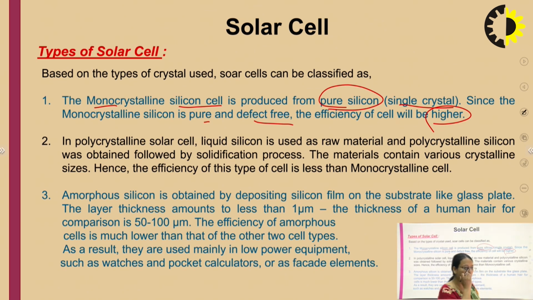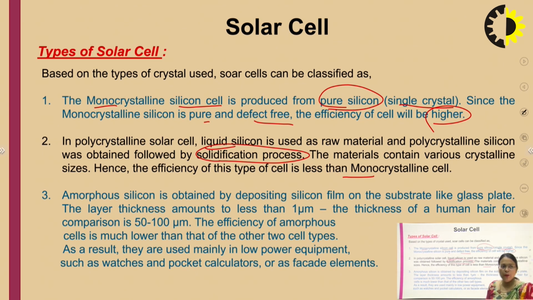When we talk about the polycrystalline solar cell, liquid silicon is used as a raw material, right? And polycrystalline silicon is obtained followed by the solidification process, right? So the material contains various crystalline sizes, right? So the efficiency of the polycrystalline solar cell is less than that of the monocrystalline silicon cell.